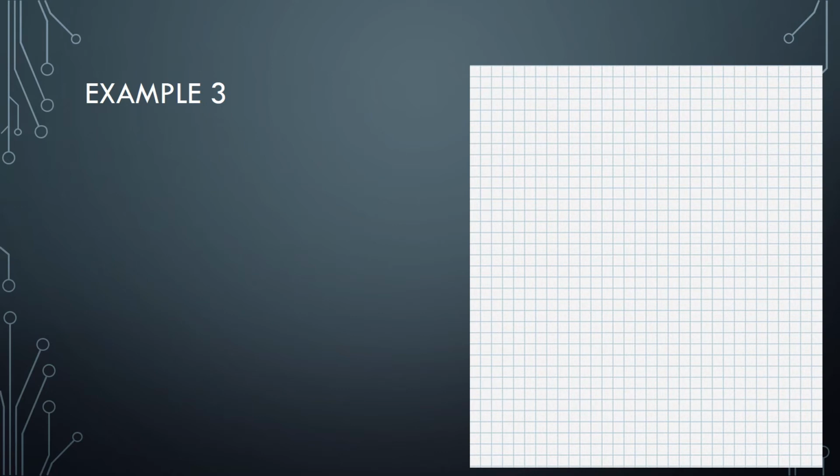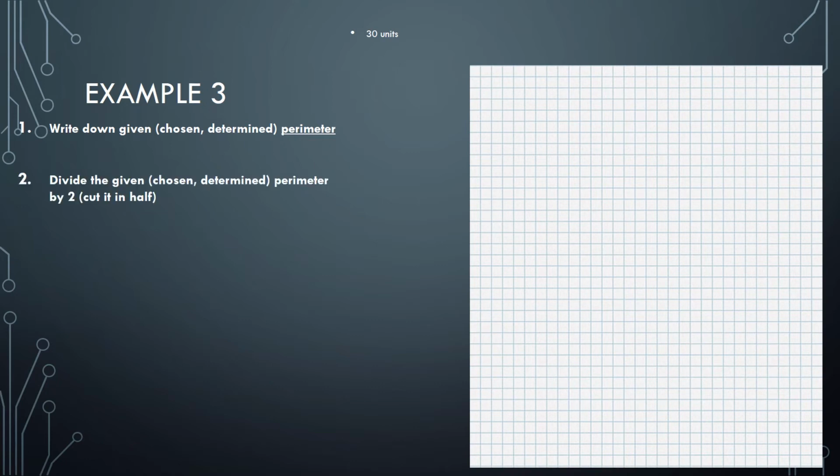For example number 3, we're going to make our number a little bit bigger. So for this one, our first step is to write down our perimeter, and I'm going to give it 30 units. So our next step is we have to divide that perimeter by 2. So we have to think, what's half of 30? 30 divided by 2 is 15.